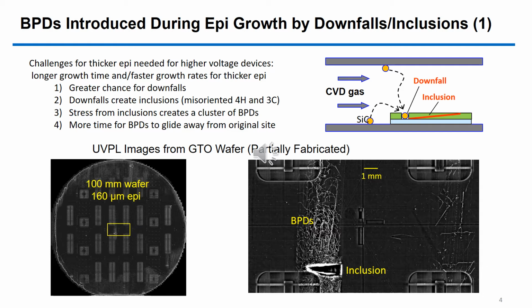Furthermore, if you have any strain in the epitaxial layer, which is almost always, the longer the growth, the more time there is for the BPDs to glide away from the original cluster around the inclusion. And in the bottom drawing on the right, you can see the BPDs that are gliding away from the inclusion. In this particular picture, they glided away more than a centimeter.